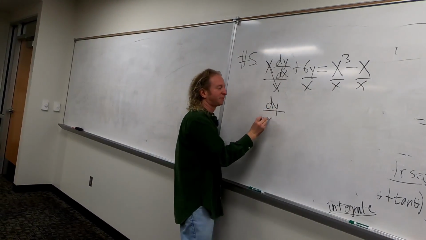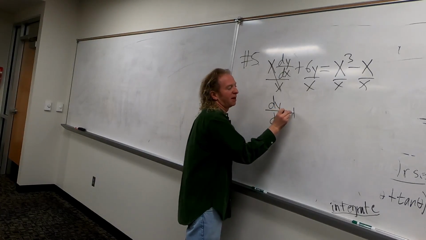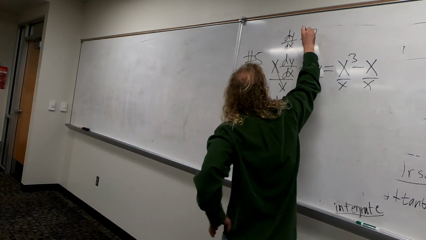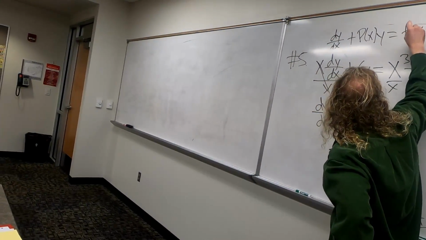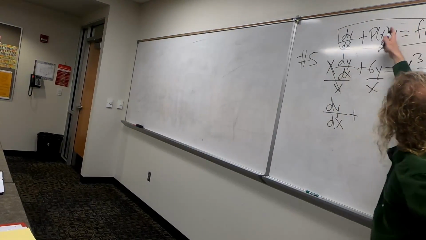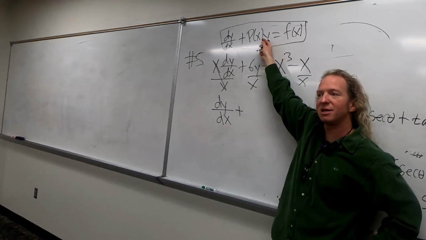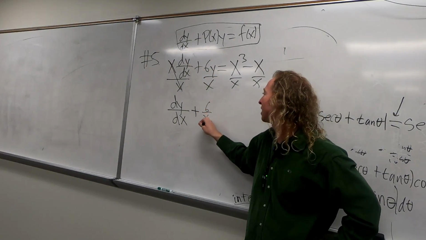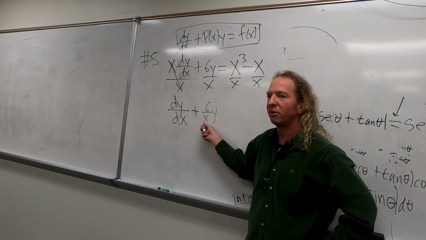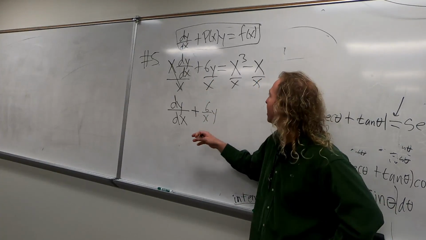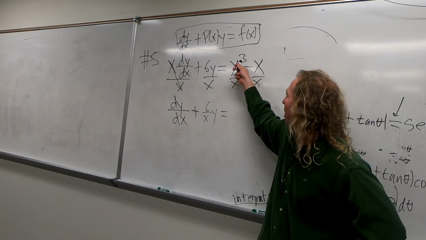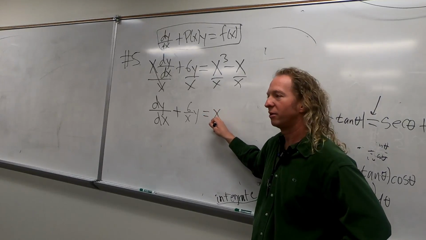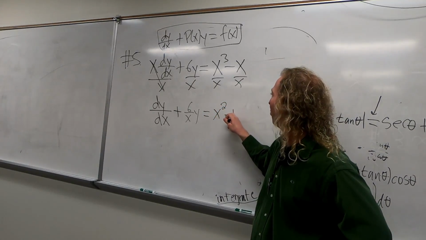So dy dx plus, now, if you remember the formula, this is the standard form of a linear equation. When you're rewriting it, you want to make it match this. So I'm going to write this as 6 over x times y, just so I can easily identify the big P and easily use matching. And this is equal to x cubed over x, which is x squared, and then minus 1.